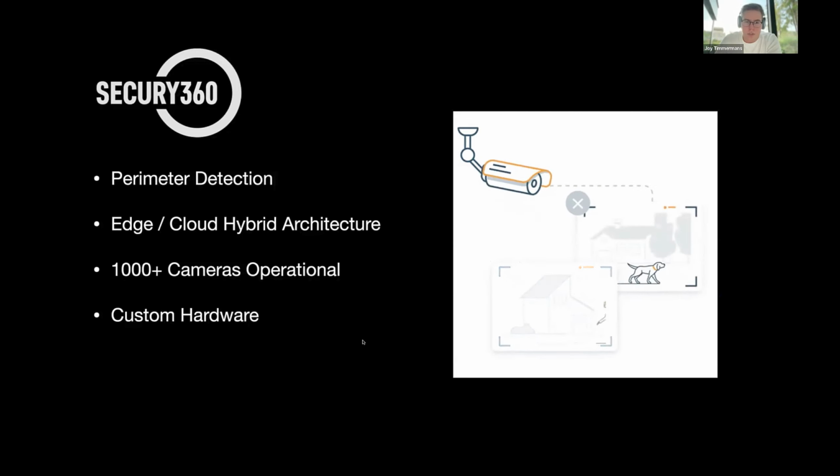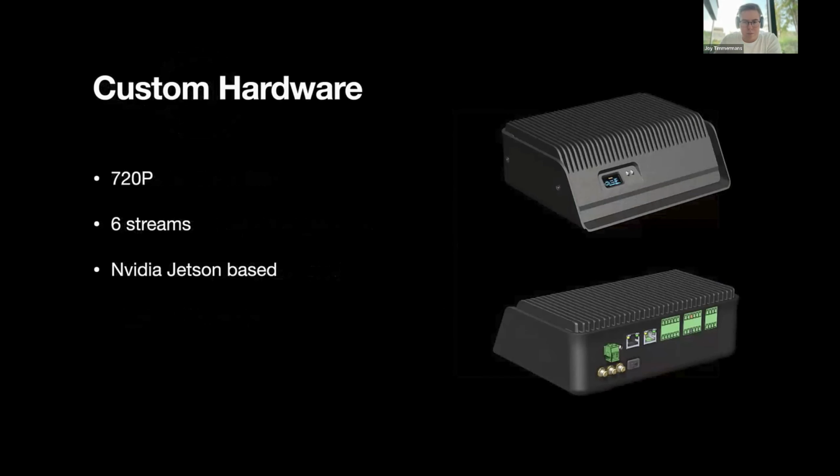The custom hardware is based on a Jetson Nano, and it can run up to 6 streams at 720p concurrently. So what this hardware does is you can connect your existing IP cameras to this device, and then it can do inference on the video streams that come in from those cameras.